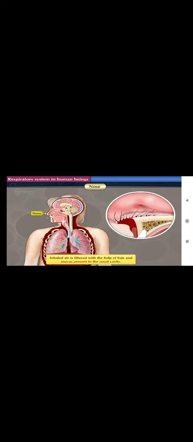Nose. Respiratory system and respiration begins with the nose. The air which is inhaled through the nose is filtered with the help of hair and mucus present in the nasal cavity.